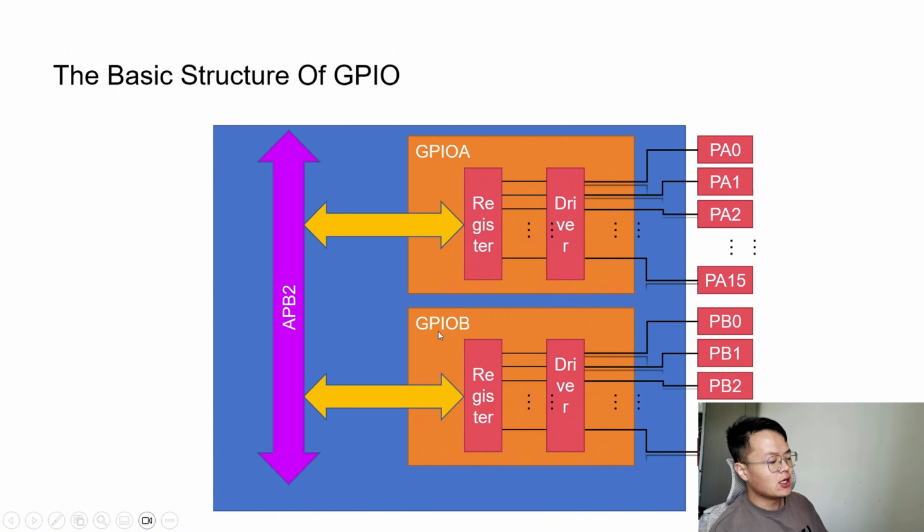You can see that both GPIO-A and GPIO-B belong to the APB2 bus. The full name of APB2 is Advanced Peripheral Bus 2. So if you want to use GPIO-A or GPIO-B or C, you need to enable the APB2 bus first. This is the key point when you are writing code.